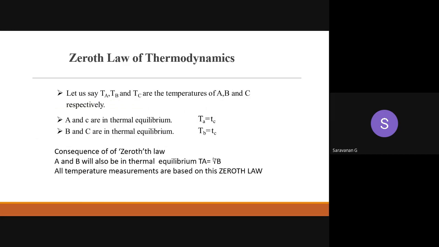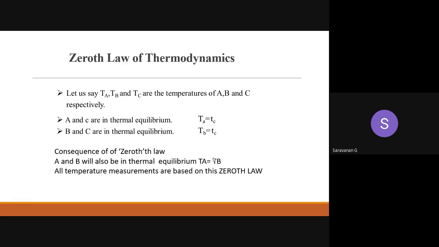Let us say the temperature of system A is TA, the temperature of system B is TB, and the temperature of system C is TC. So what is the thing? A and C are in thermal equilibrium, that means TA is equal to TC. Similarly, B and C are in thermal equilibrium, TB is equal to TC. As a consequence of the zeroth law, A and B will also be in thermal equilibrium, that means TA is equal to TB.